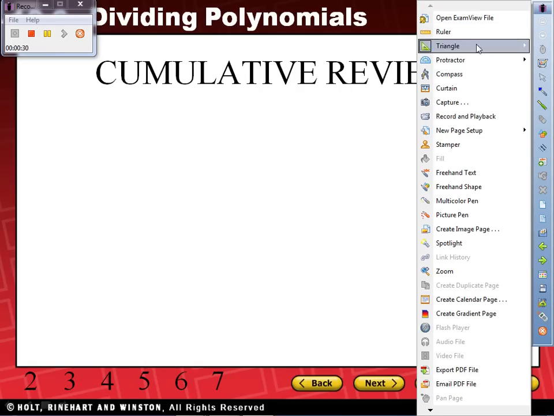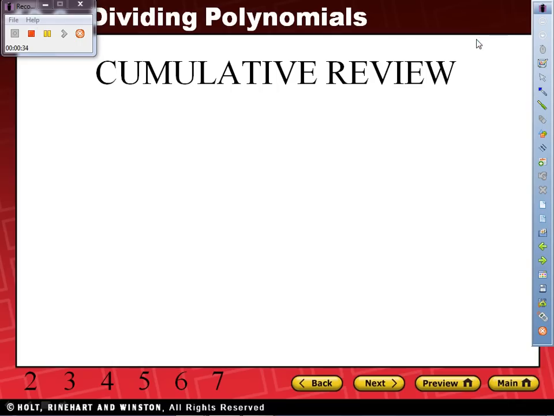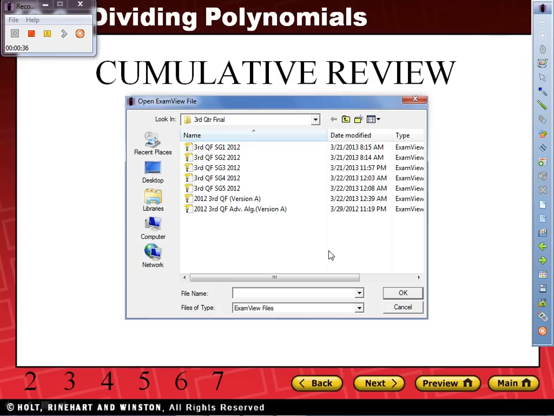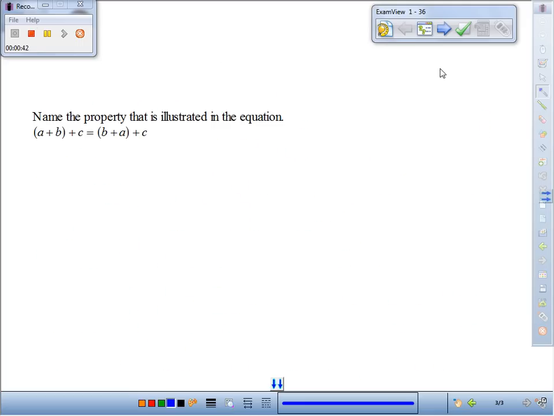So, anywho, to get started, get that in front of you. We're going to start from number 1. Study guide number 5, problem number 1. Can everybody see from back there? If not, you have it right in front of you, right? Okay, here we go. It says, name the property that is illustrated in the equation.